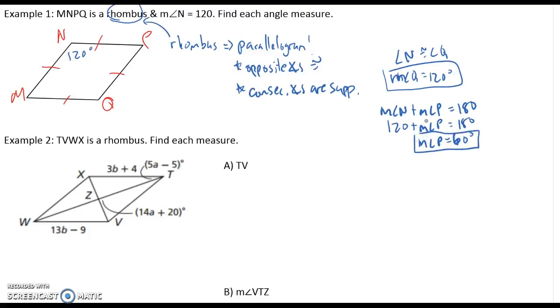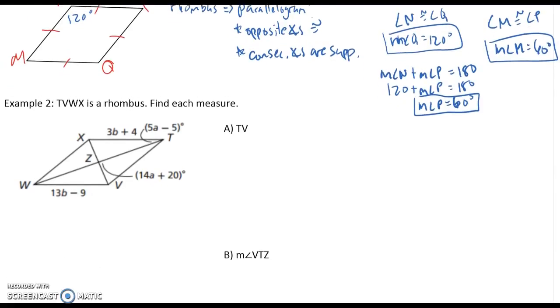All right, and we're almost done. Since angle M is congruent to angle P, since our opposite angles are congruent, I can say the measure of angle M is also 60 degrees. So there's 1, 2, 3, those last three angles. Okay, let's take a look at example 2.